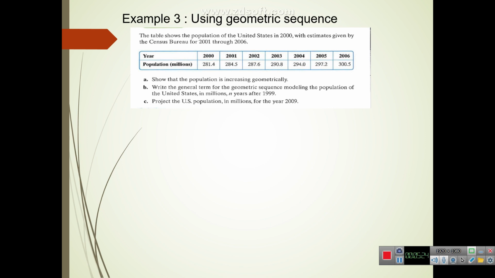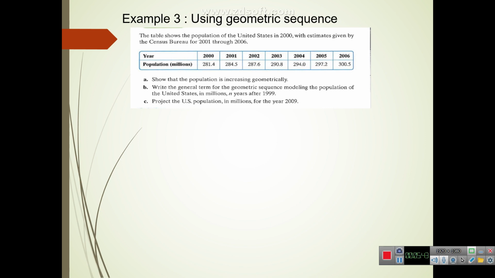And then you are asked to write the general term for the geometric sequence modeling the population of the United States in millions n years after 1999. And finally, you are asked to project the USA population in millions for the year 2009.